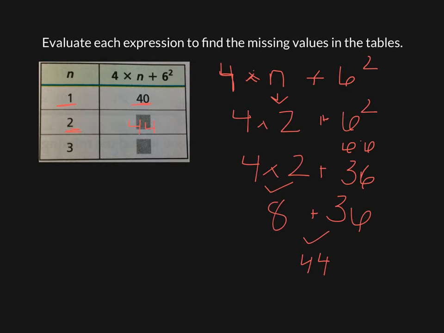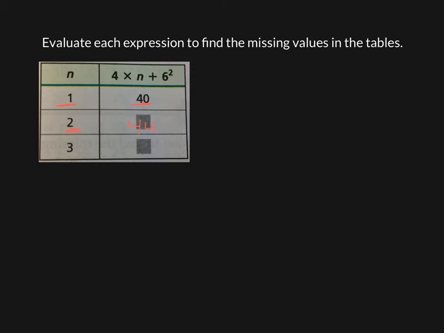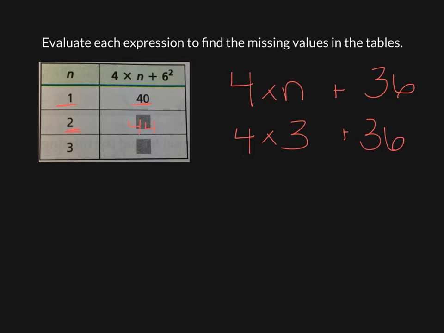And let's try it for 3. Okay, so I'll have my 4 times n plus 36. I'm just going to put 36 this time because remember 6 squared is 36. All right, so now instead of an n, I'm going to put a 3 in there. Then I need to do my multiplying before my adding. So I do 12 plus 36, and that will give me 48.